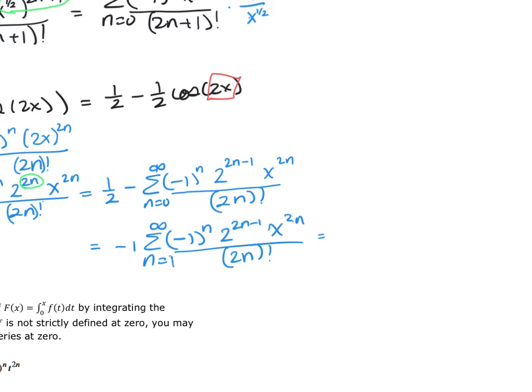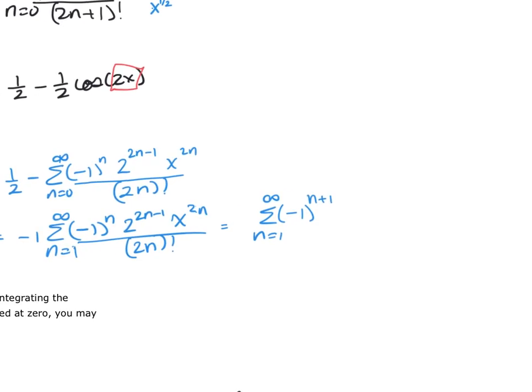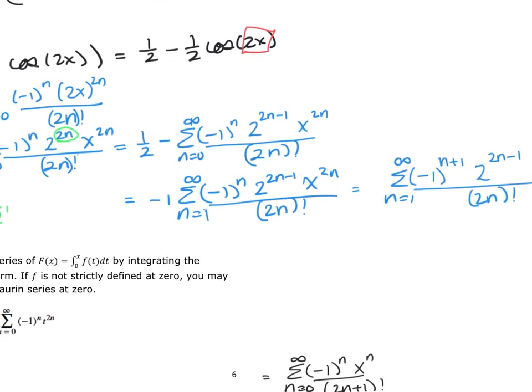This is equal to the summation of n equals 1 to infinity of negative 1 raised to the n plus 1, 2 raised to the 2n minus 1, x raised to the 2n, all divided by 2n factorial. And notice on this one, I was able to avoid doing the derivatives again.